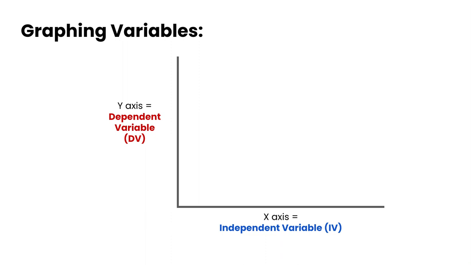Now, we'll get into graphing a little bit more in a future lesson. But just to give you a little bit of a preview, whenever we're graphing variables and we want to look at the relationship between two variables, our independent variable, or what we are changing, always goes on the x axis. And then what we are measuring, our dependent variable, always goes on the y axis. So that's just a little preview, and we'll see more of that later in a future video.